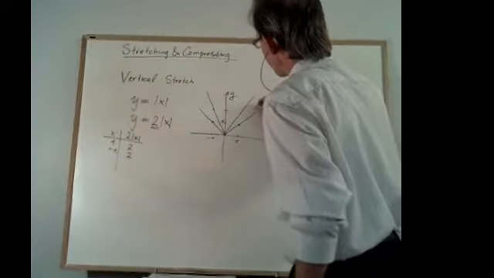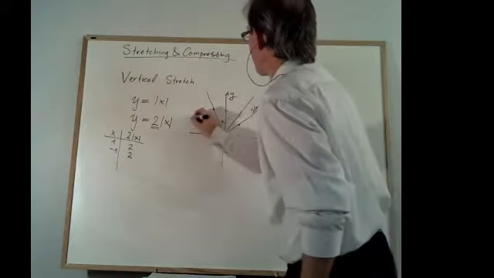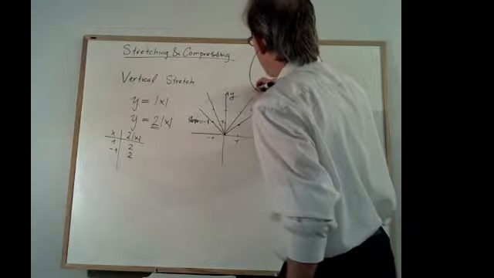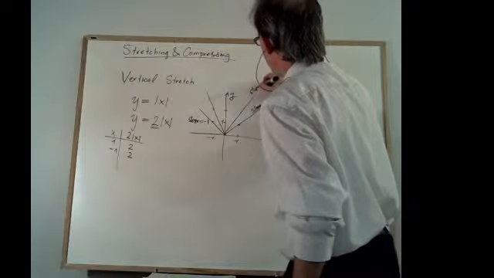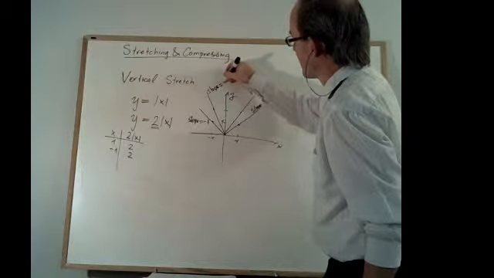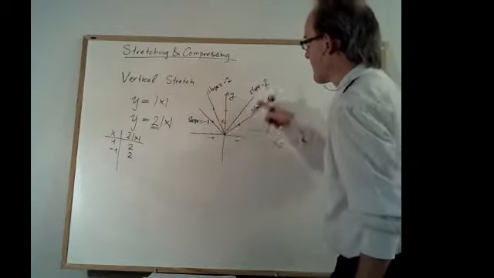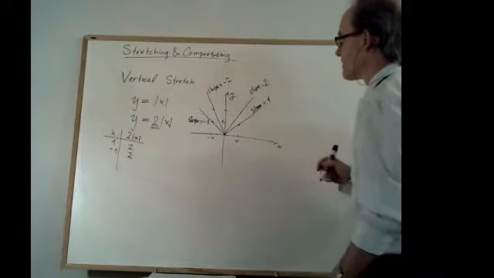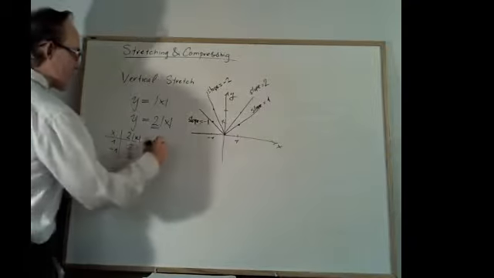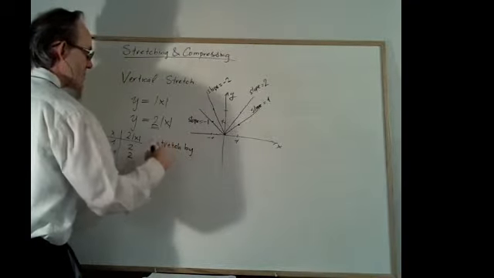The slopes originally are 1 and minus 1 for these components of the graph, and here it's 2 and minus 2. So that's a stretch by a factor of 2 in the y direction, or in the vertical direction.